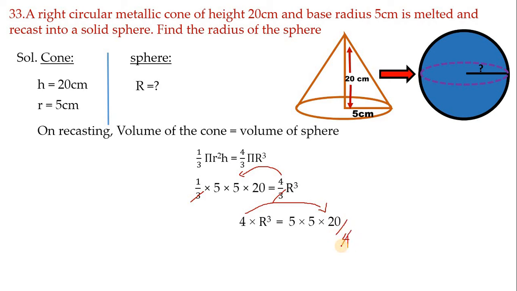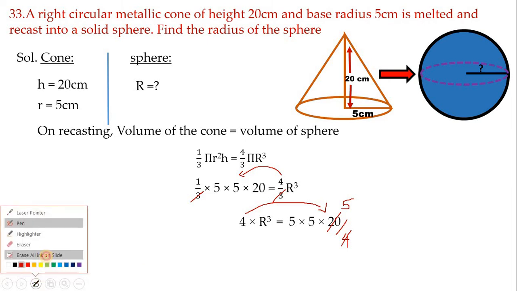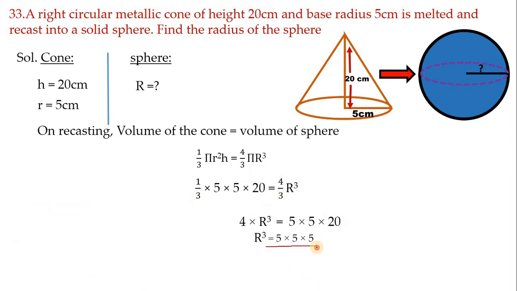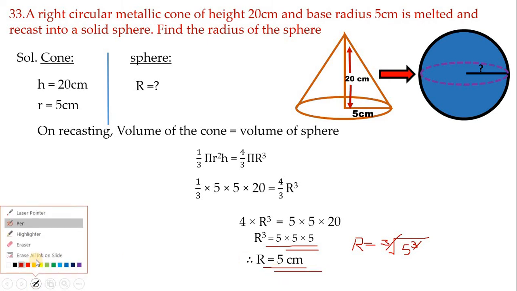So now simplification is possible. 4 ones are 4, and 4 fives are 20. Now how many 5s will be left out here? 3 fives will be left out. Hence we can write R cube is equal to 5 cube. Later on, how can you write this? We can write R is equal to cube root of 5 to the power 3, because 5 is repeated 3 times, no? So the cube root and this cube will get cancelled. So finally, what do we get? We get R is equal to 5 centimeter.